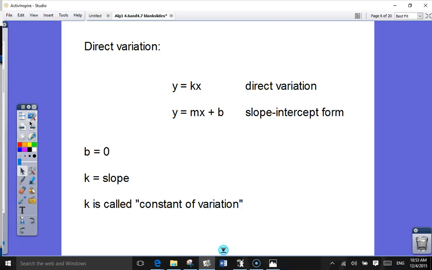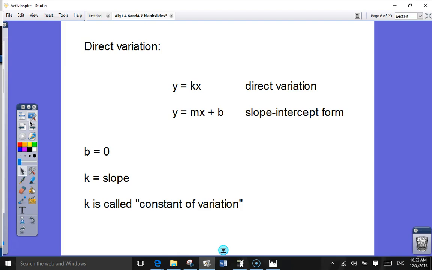Now, in this textbook, they use a. I've never seen any other letter used except for k, and the SOLs are very specific. It's got to be k. So if you look in the book and they use a, then I don't know why they did that. K has got a specific name. It's called the constant of variation.